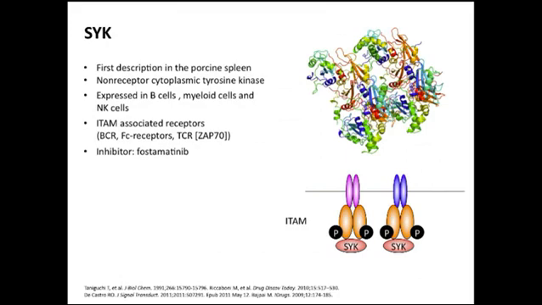So a few words about SYK. The name comes from spleen tyrosine kinase because it was originally described in the spleen. And this kinase is predominantly expressed in B cells, but it's also found in myeloid cells and NK cells. And it is very important for signaling of the B cell receptor and the Fc receptor. So when your immunoglobulin binds to a cell, to the Fc receptor, it's using SYK to activate the cell. And when a T cell is activated by an antigen, it uses SYK to get activated. So if you don't have SYK in a B or a T cell, it does not work appropriately.